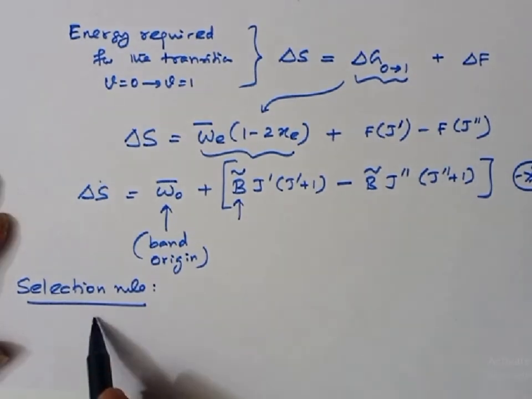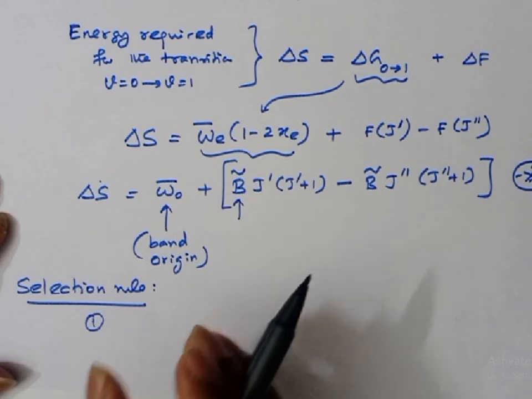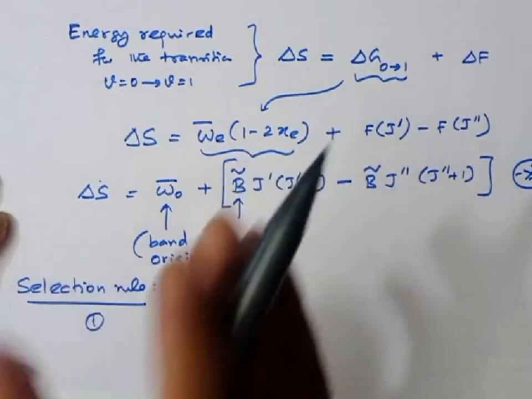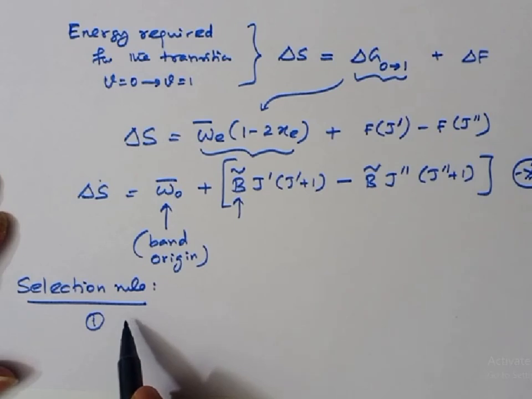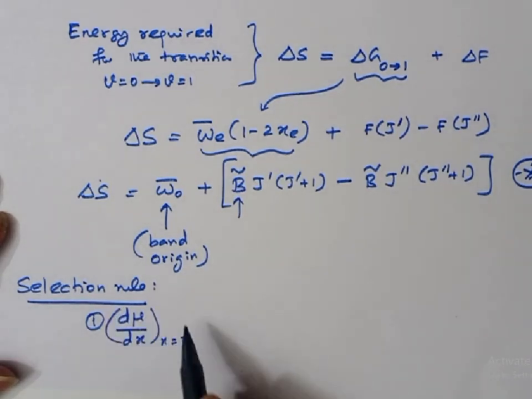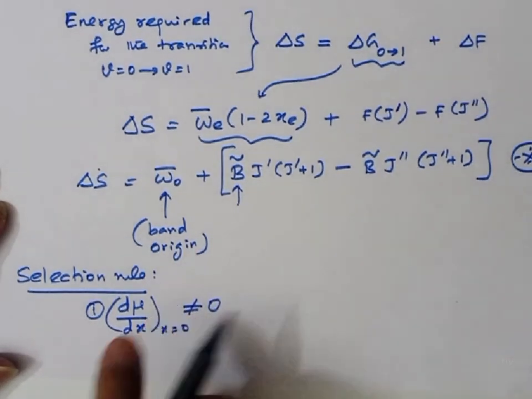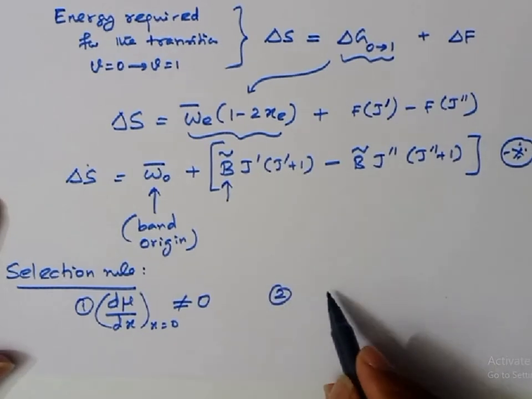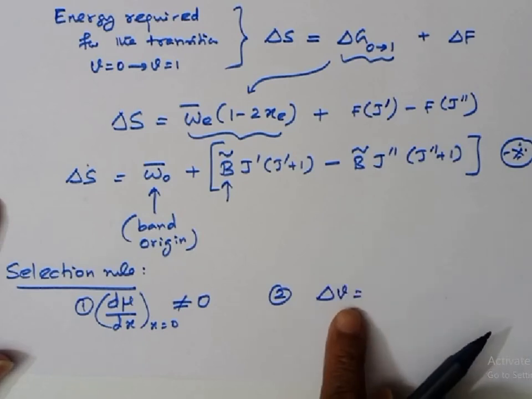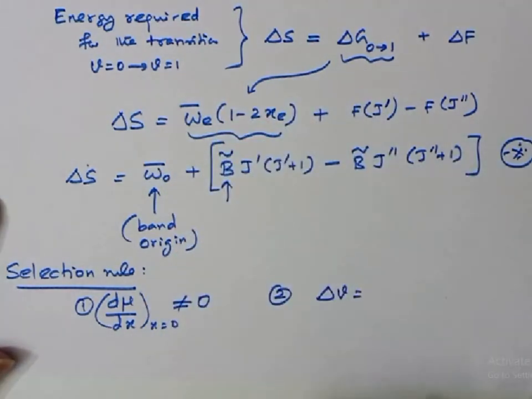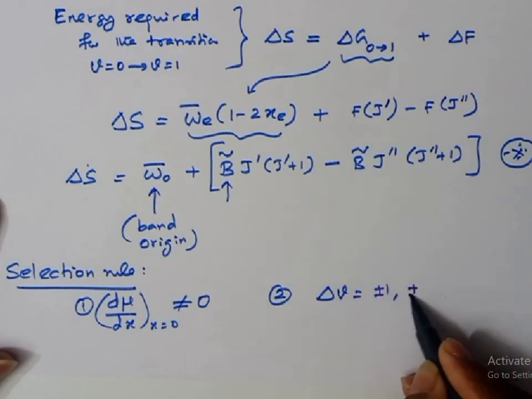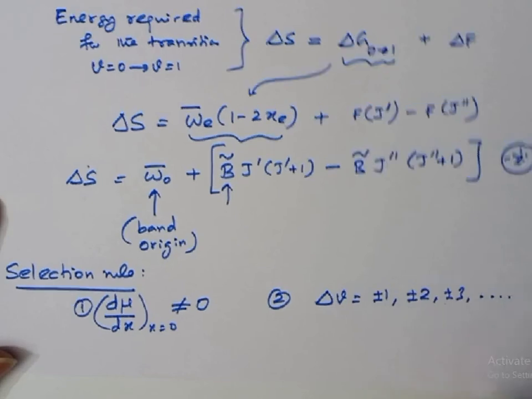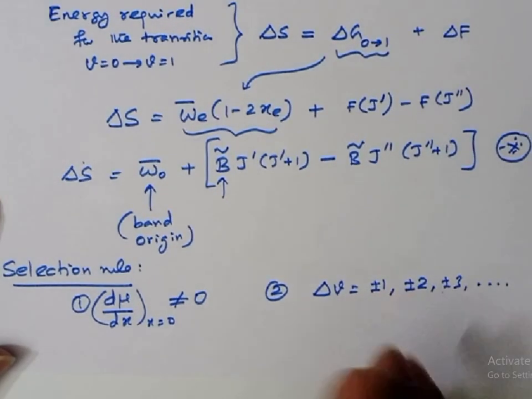As usual, the dipole moment should change because it is purely an IR spectrum. So for the IR spectrum, the dipole moment should change during vibration. This is called the gross selection rule. And what is the specific selection rule? Delta V, the change in vibrational quantum number. Since we have utilized anharmonic condition, delta V can be plus or minus 1, plus or minus 2, plus or minus 3, etc. So 0 to 1, 0 to 2, 0 to 3, all are allowed.